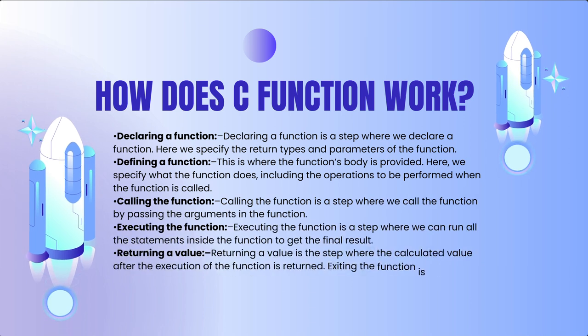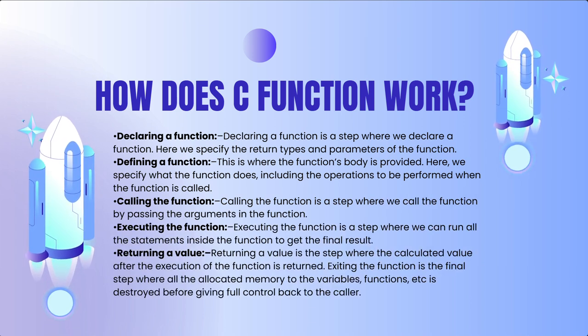How does a C function work? Let us learn that. First, this is a sequence of steps. You can call this writing an algorithm, but it is not, because you need to write down 1, 2, 3, 4 points. Anyway, first we have to declare a function. Declaring a function is a step where we declare a function and specify the return values and parameters of the function. Okay, we just did this and understood this.